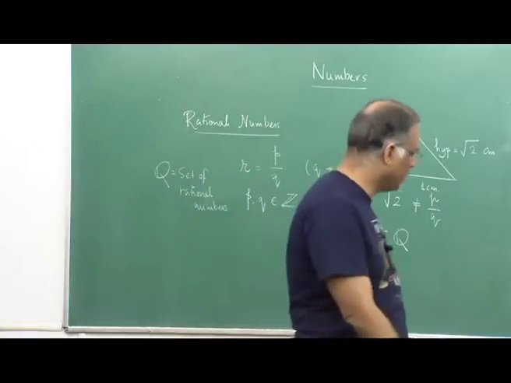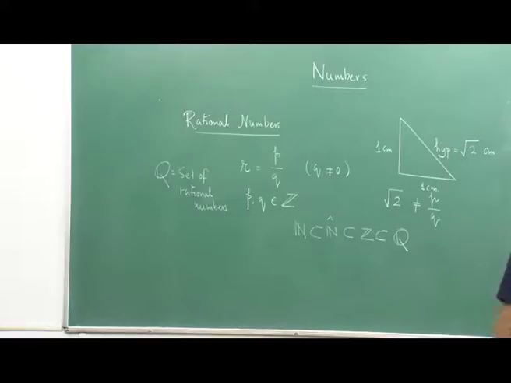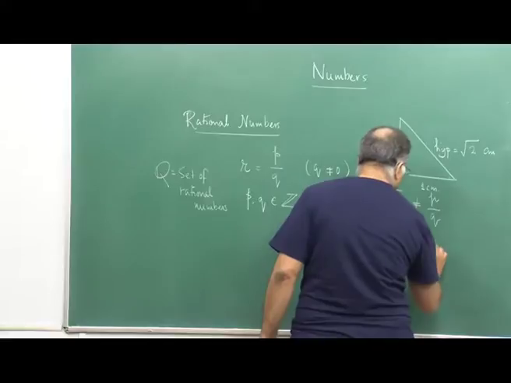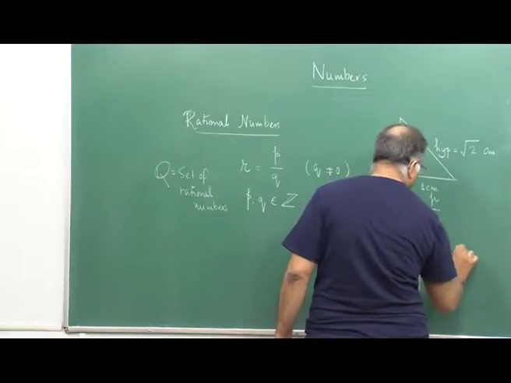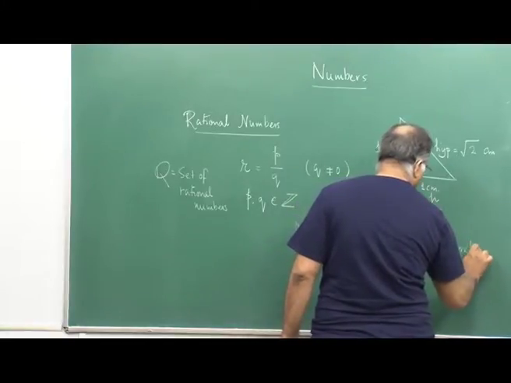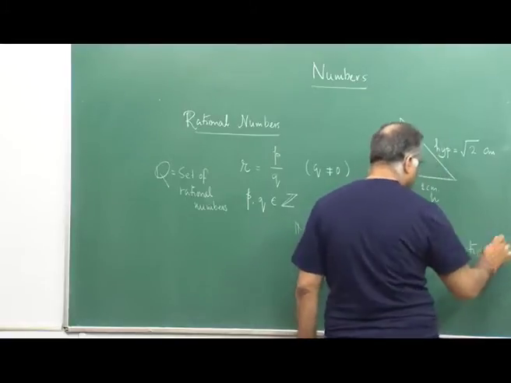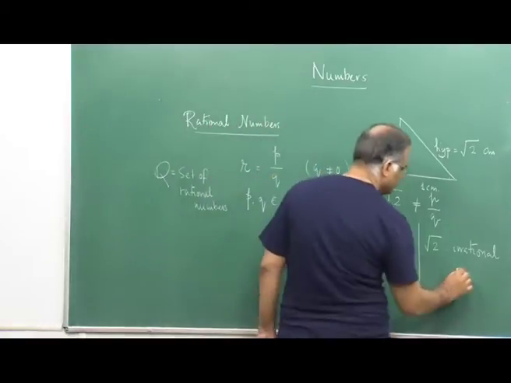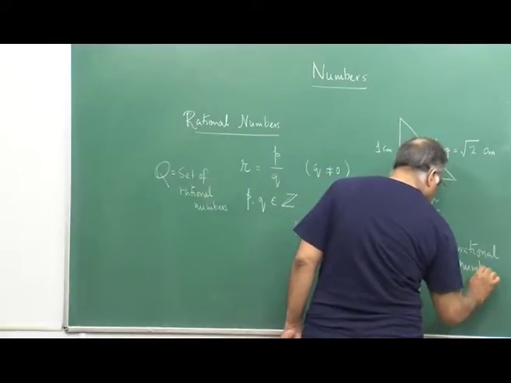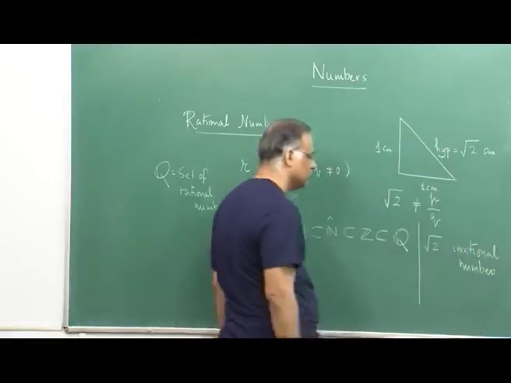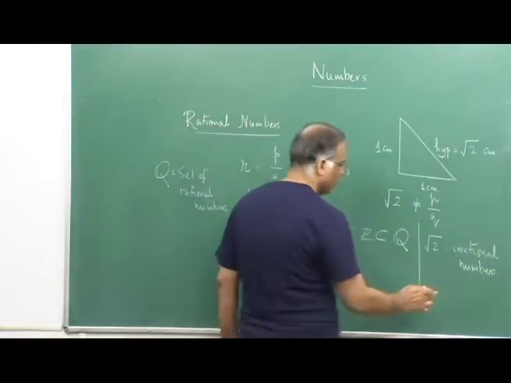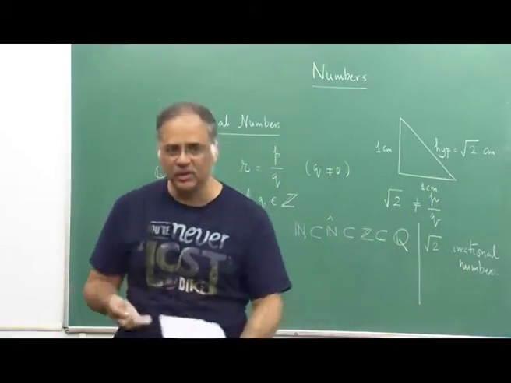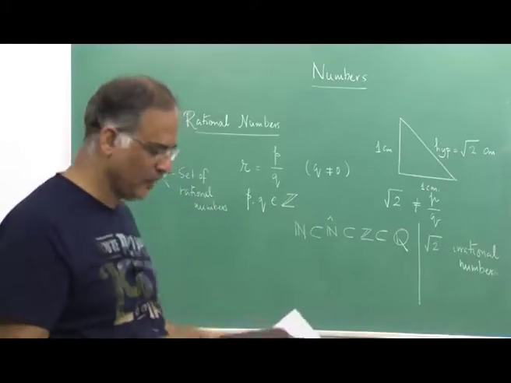So, there are certain numbers which are not expressible as p by q, for example, root 2. Root 2 is thus called an irrational number. In fact, we will show in the next lecture that irrational numbers are more in abundance than rational numbers. So, any number which is not rational, that is, that cannot be expressed in the form p by q, is called irrational. Okay.